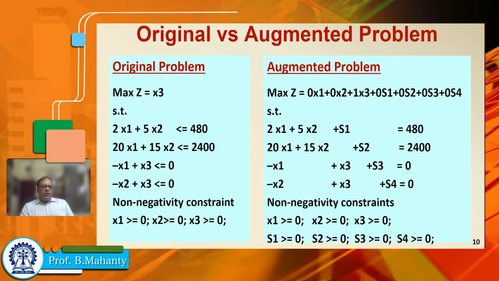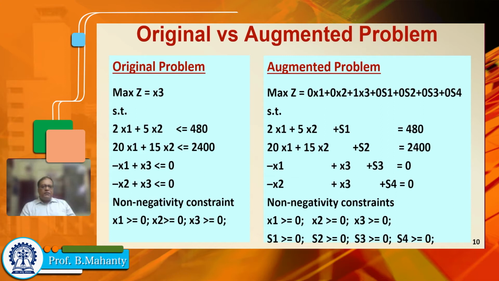You see the augmented problem is maximize z equal to only x3. The rest of the variables are all going to have a profit coefficient equal to 0. Not only the slack variables have 0 profit coefficient, but also x1 and x2, the number of part A and part B, also have 0 profit coefficient.